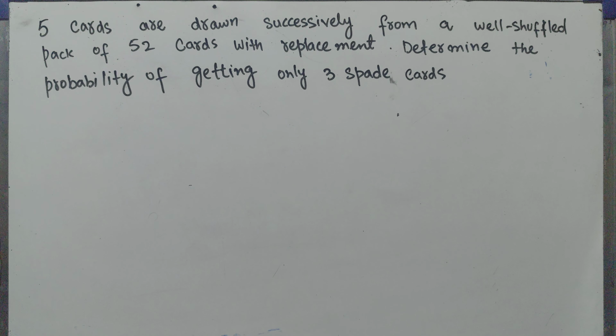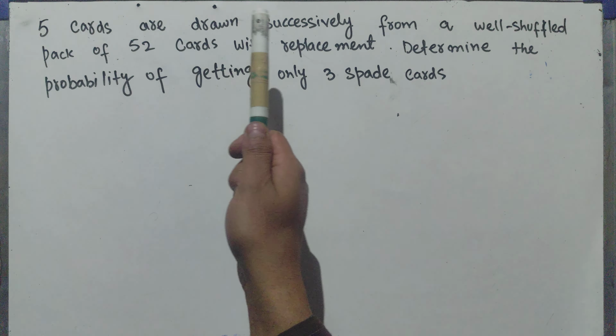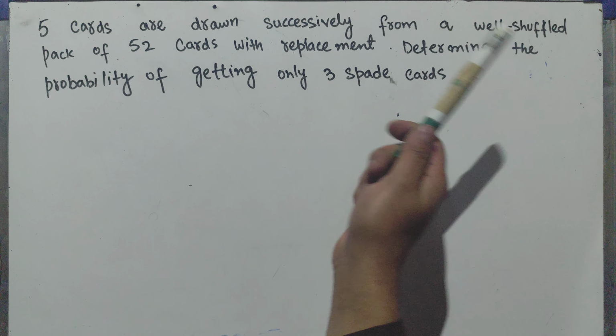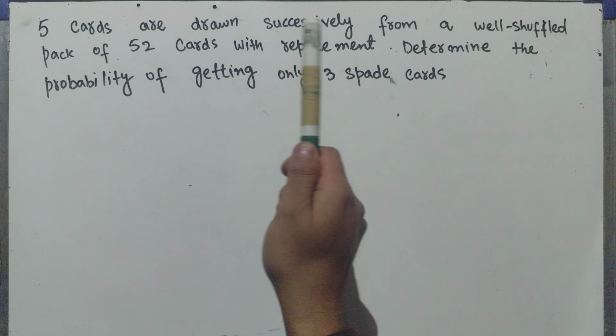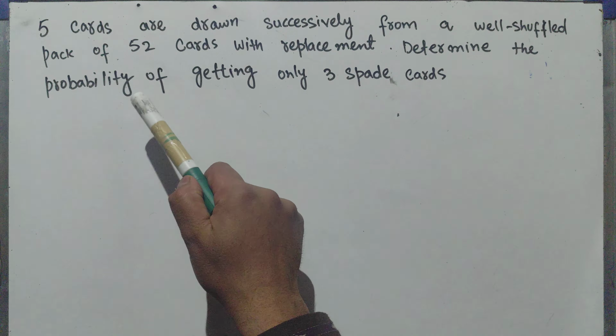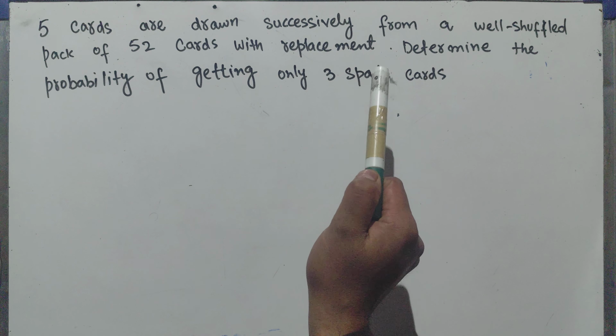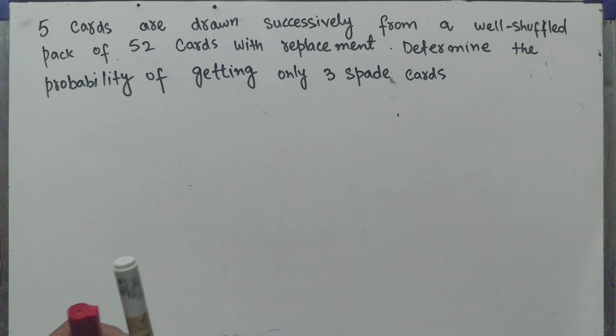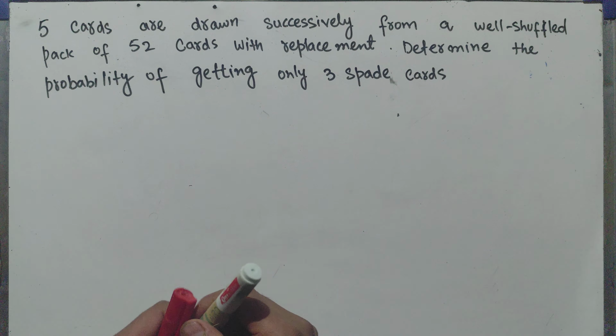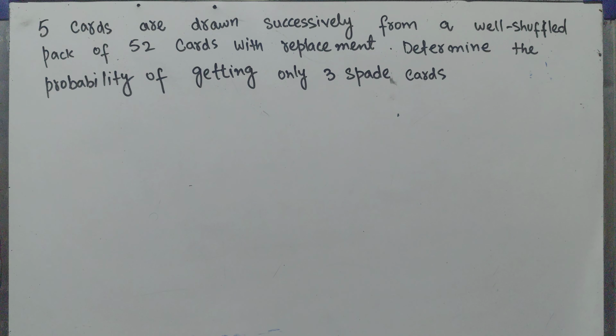In this video, we will solve a question on probability. The question is, 5 cards are drawn successively from a well-shuffled pack of 52 cards with replacement. Determine the probability of getting 3 spade cards. So, how do we solve this question?